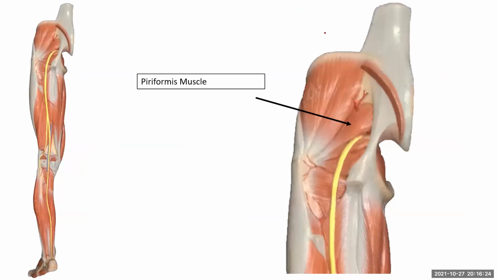Here you can see the Piriformis Muscle. I always look for the sciatic nerve, and if I see that the muscle is close to the sciatic nerve or if it's right next to it, adjacent, then I know it's Piriformis.